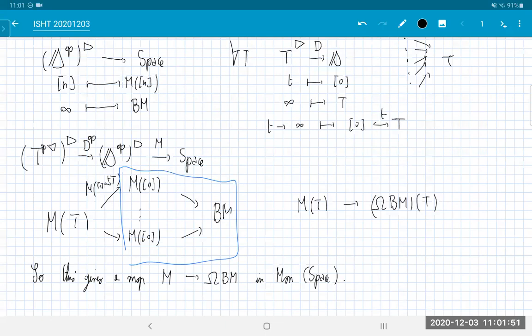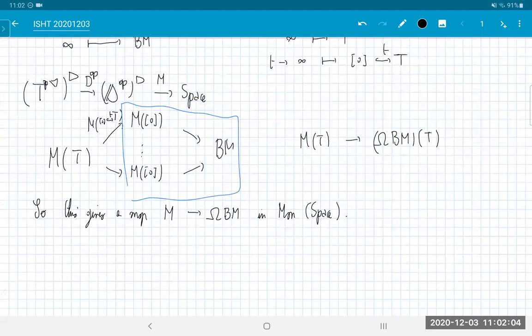For every point of t, it's the inclusion of 0 into t that picks up that little point. And all of these include into B of n, which is the colimit. Okay, so that's actually the most important map. Let me define the other guy.